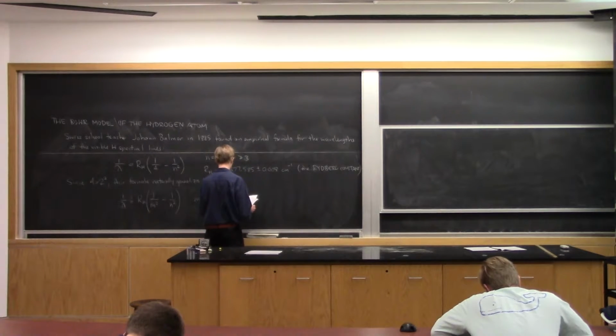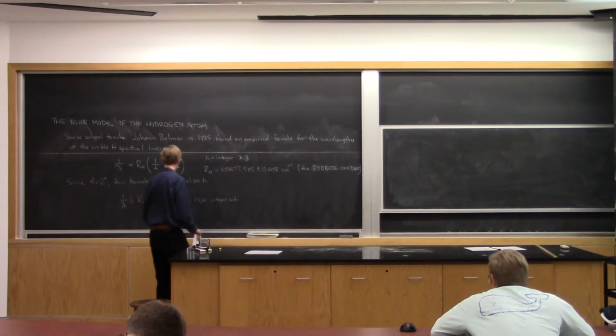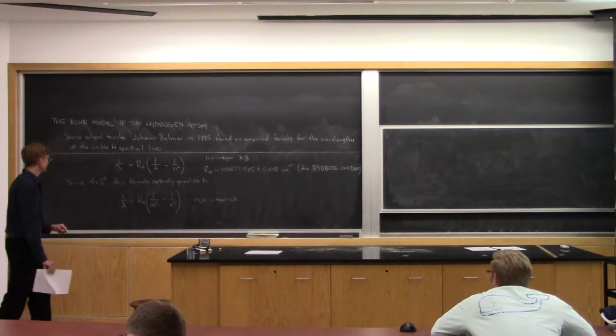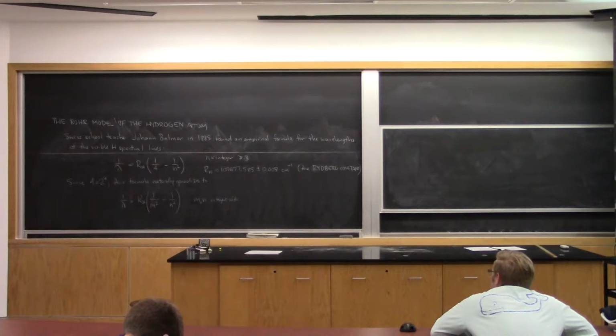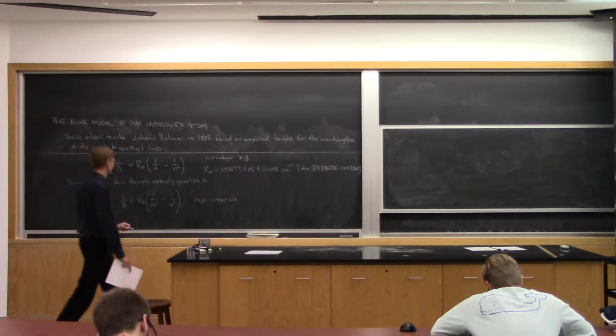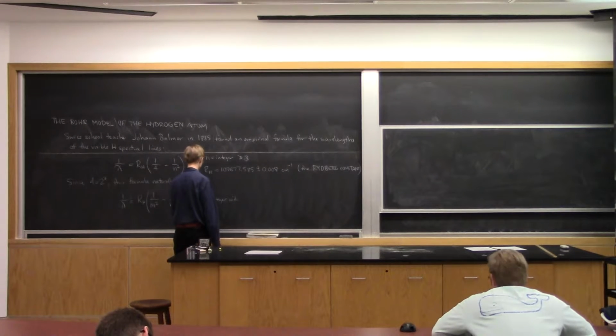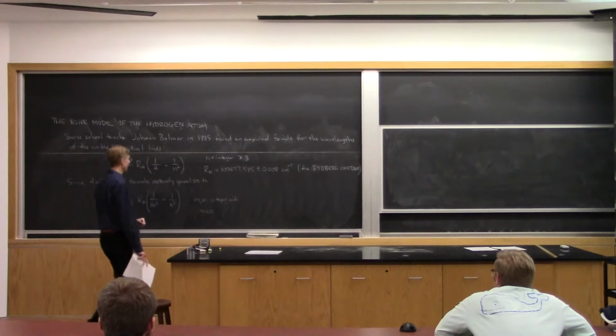With positive there, so I want m to be smaller than n, right? Because then 1 over n squared is bigger. With m less than n.